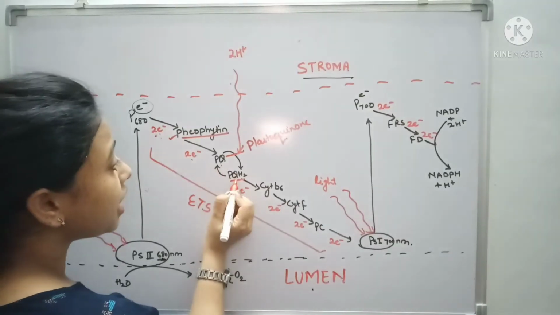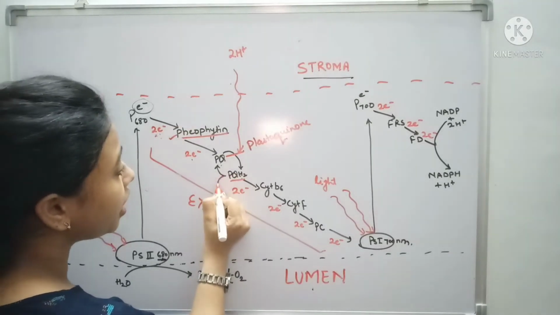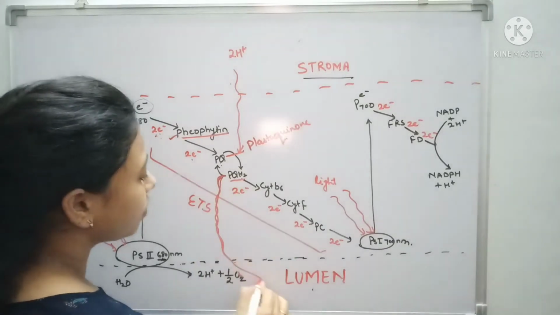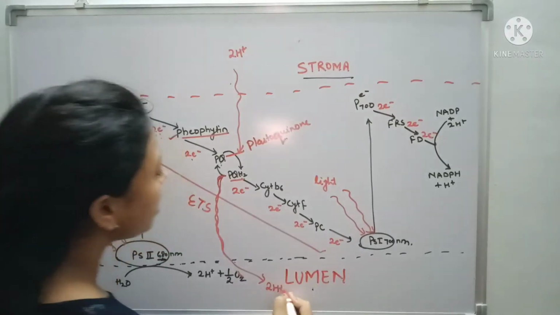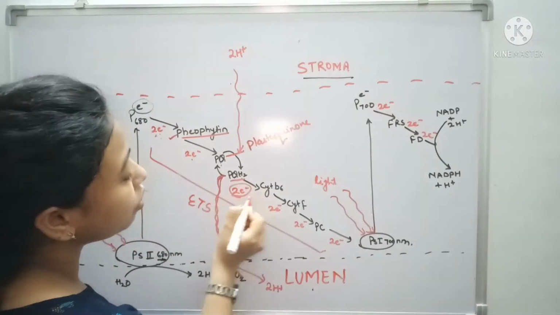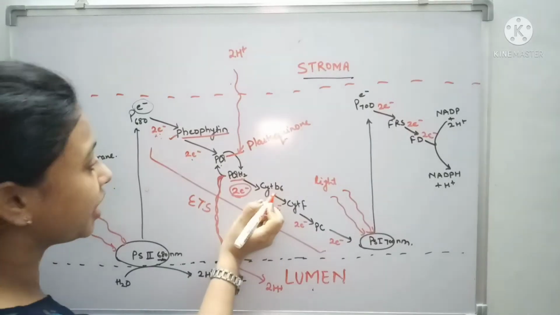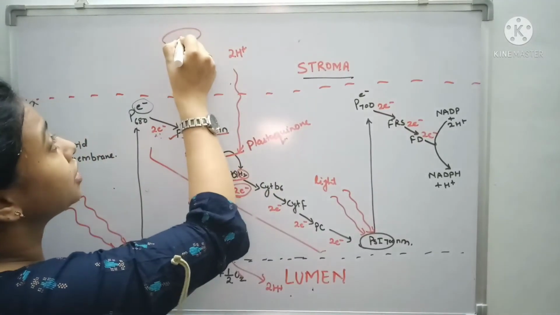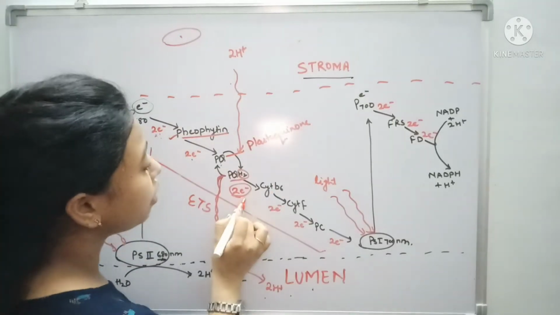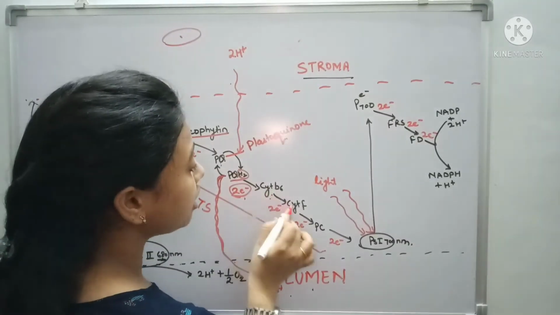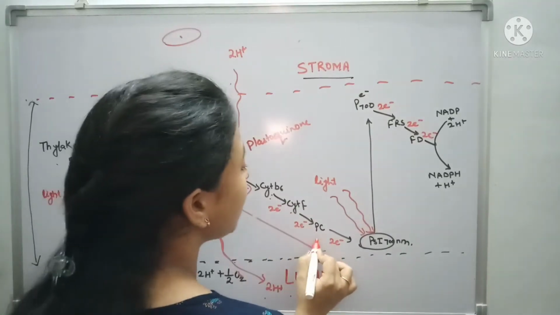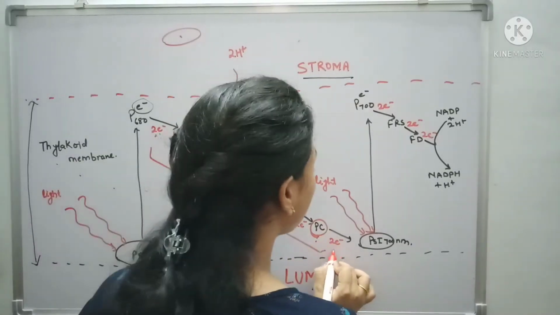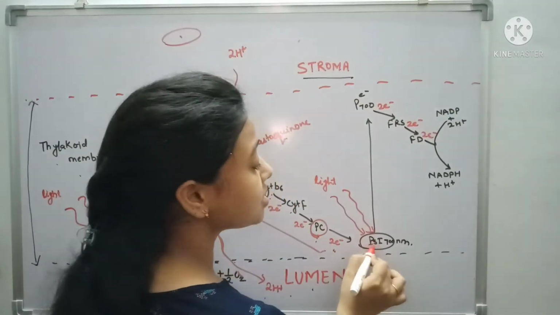Again it releases this hydrogen inside the lumen and further releases the electron to the cytochrome B6. Are you getting? This hydrogen gets released into the lumen of the thylakoid membrane. The electron gets passed to the cytochrome B6, again it transfers to cytochrome F, and at last plastocyanin. Ultimately this electron reaches photosystem 1.